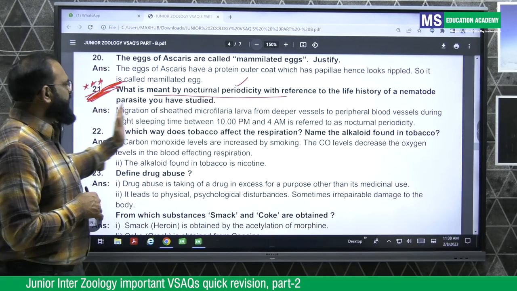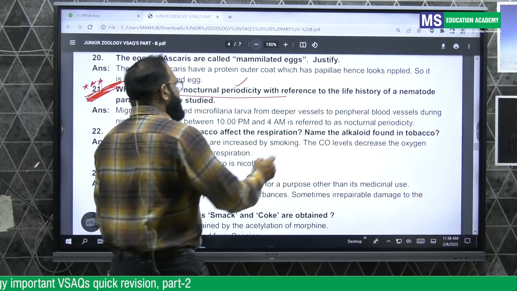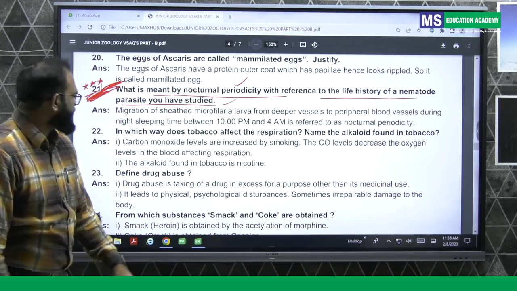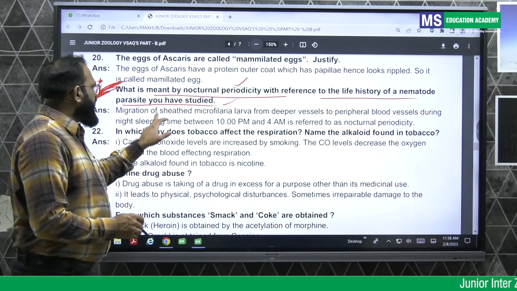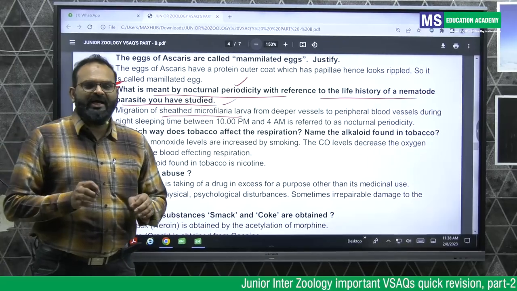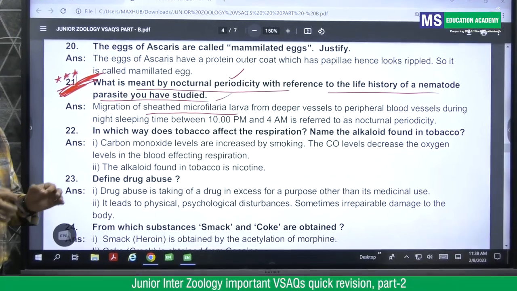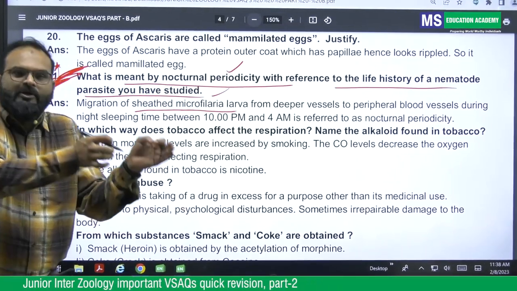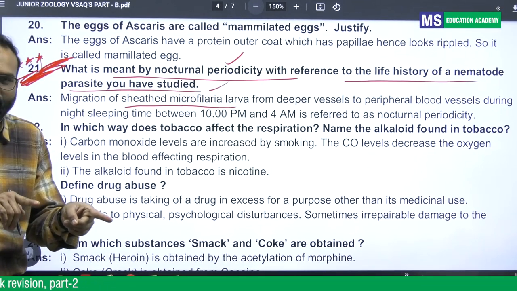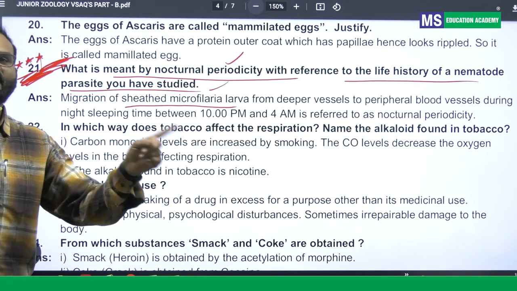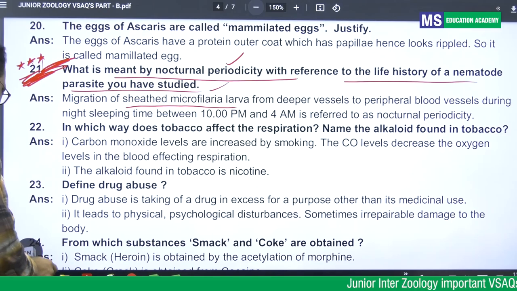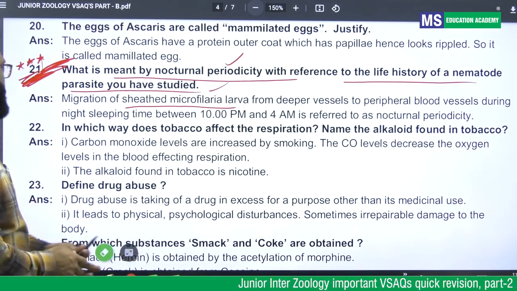So what is meant by nocturnal periodicity with reference to the life history of a nematode parasite you have studied? Migration of sheathed microfilaria larva of Wuchereria bancrofti from deeper blood vessels to peripheral blood vessels between 10 p.m. to 4 a.m. is called nocturnal periodicity. Next.